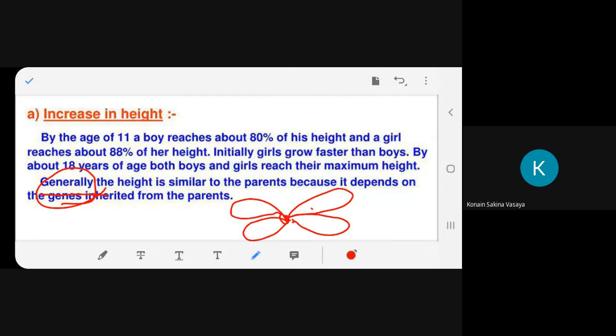So these are the genes. I have taught you everything in detail, remember that. And where do we get chromosomes? In the nucleus. In the nucleus we get the chromosomes during the cell division. I hope you have understood this much. So this is the physical character that we can see as height. It depends on the parents.